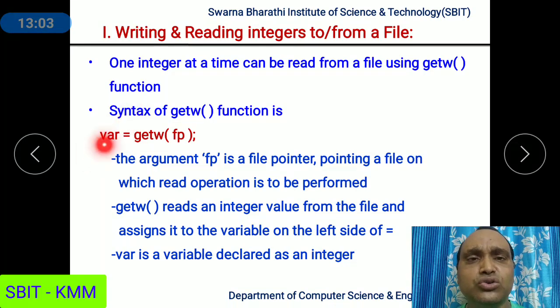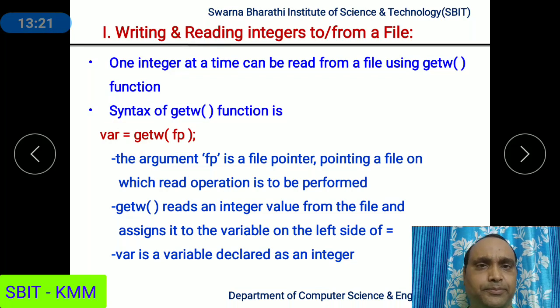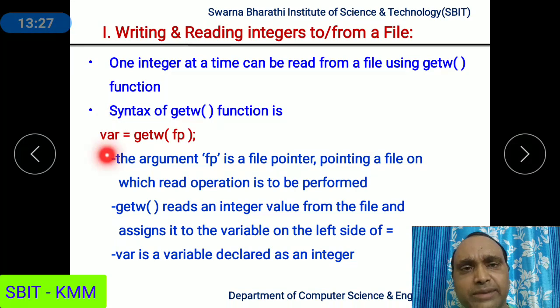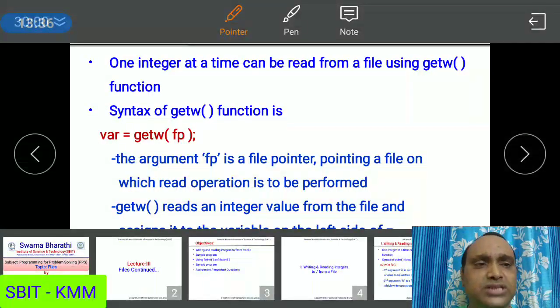So this variable is usually the integer variable. The getw function is used to read only integer values, so it assigns an integer value to the variable written on the left hand side of the equal operator. Here, an integer value can also be stored in a float type variable, a double type variable, or a long double type variable. But normally here we use integer. You can use a variable of double, float or long double type, and there you can store the integer value.